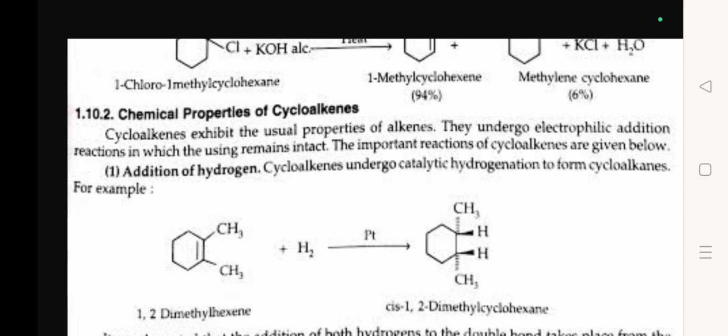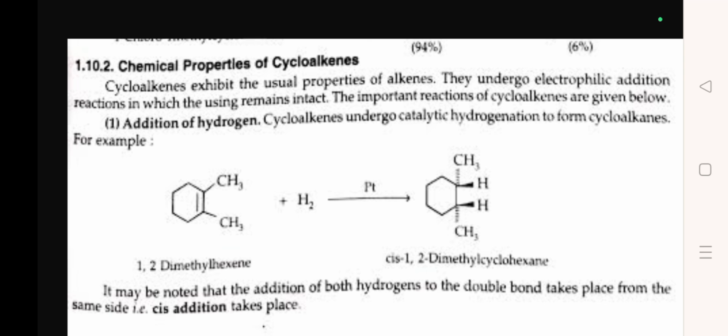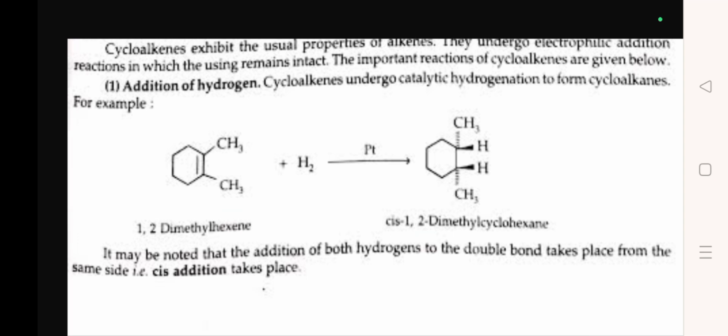For example, 1,2-dimethylcyclohexene plus H2 in the presence of Pt gives us cis-1,2-dimethyl cyclohexane. It may be noted that the addition of both hydrogens to the double bond takes place from the same side, that is, cis addition takes place.